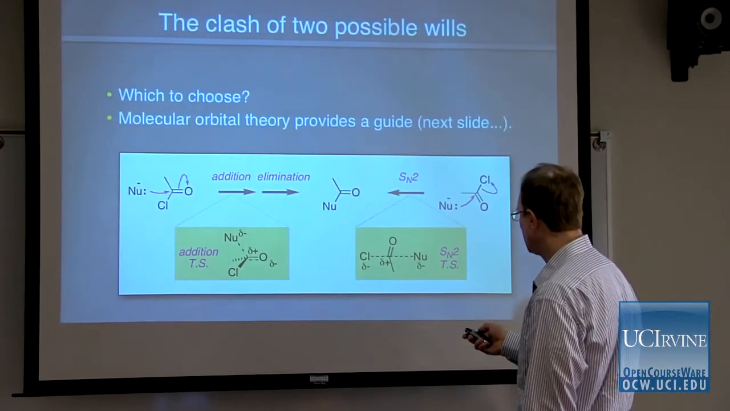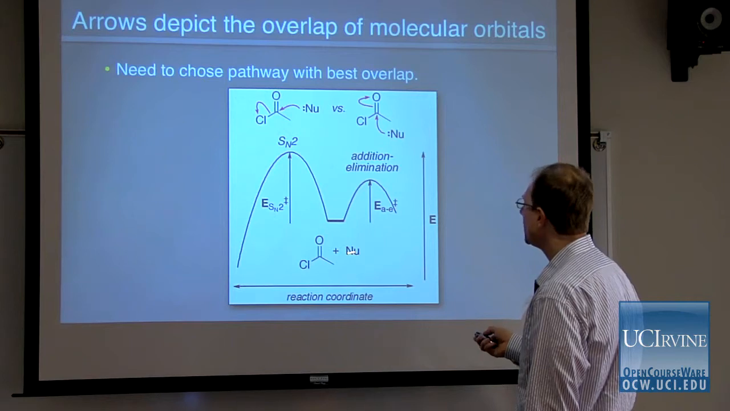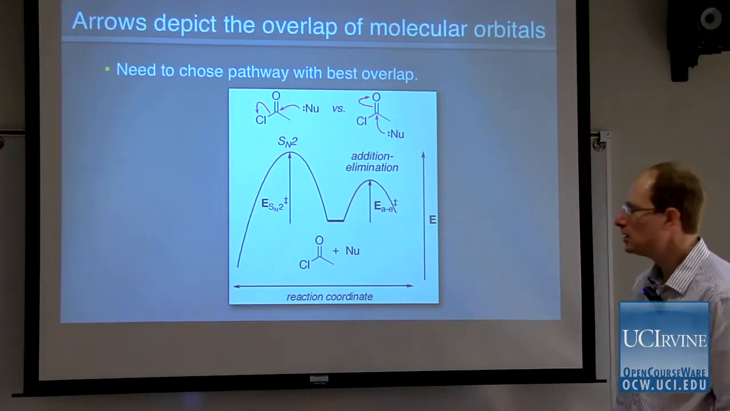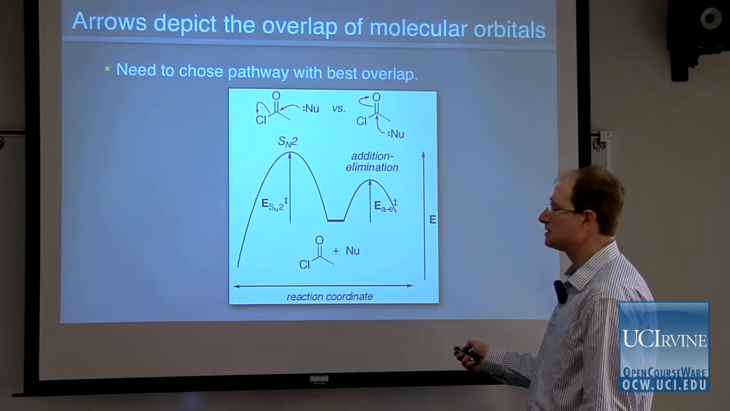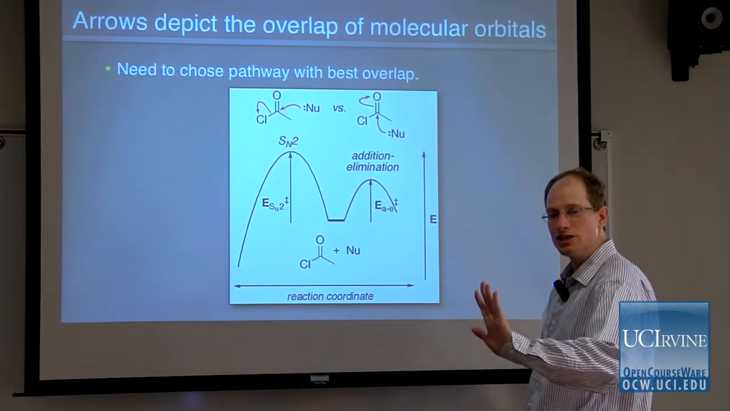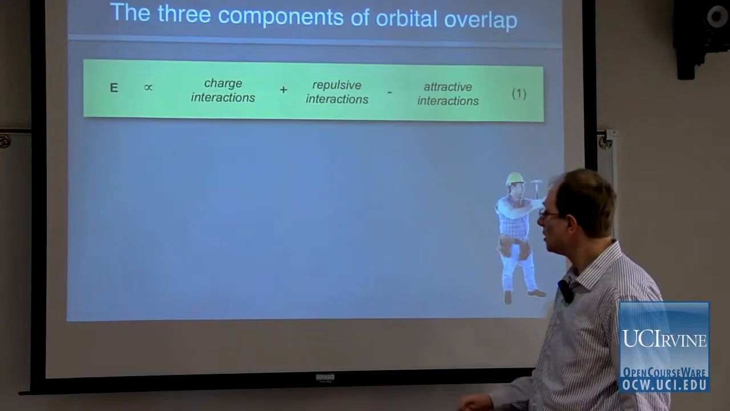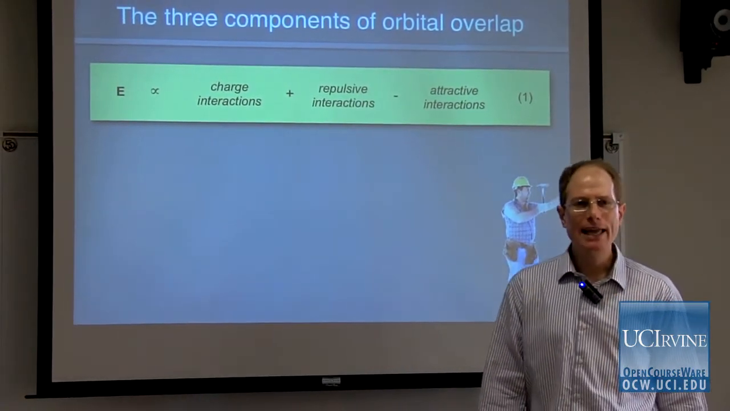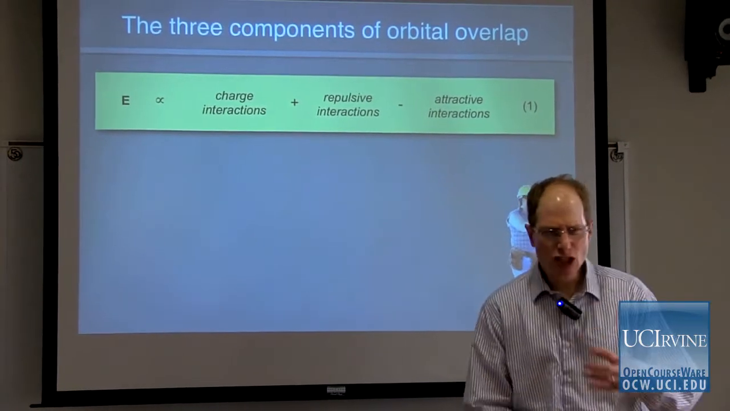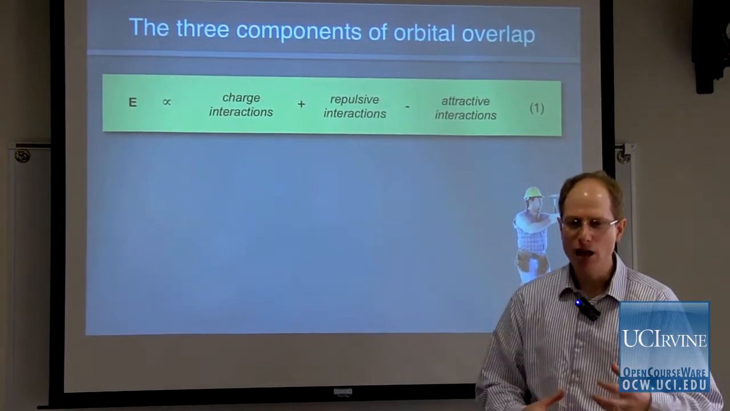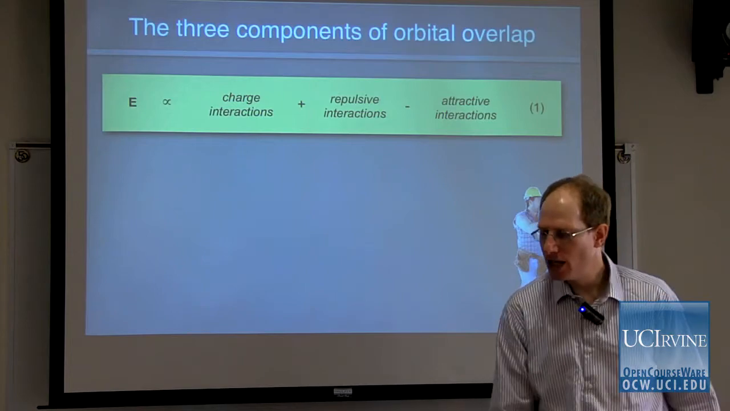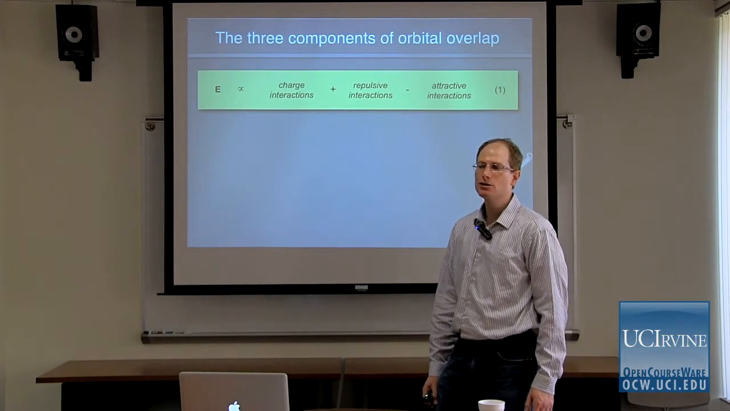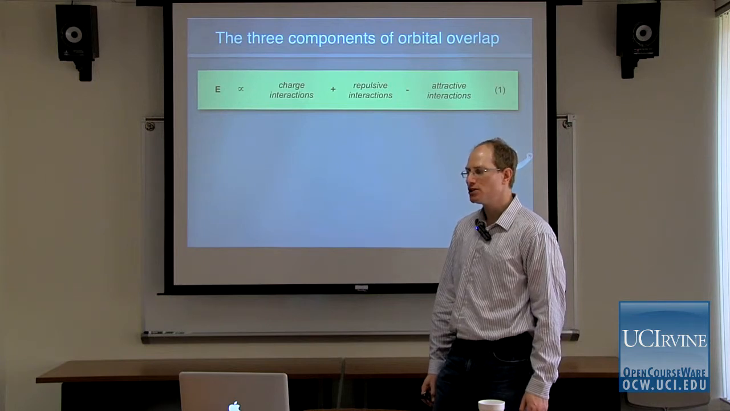If I go back, you could see that we don't really have any charge interactions operative in this mechanism as depicted here. Nucleophile is neutral, acid chloride also neutral. Charge interactions off the table. Second term, repulsive interactions. This would be if the molecules have some sort of steric hindrance that prevents them from overlapping with each other. And this is a really important component in terms of preventing molecules from interacting.